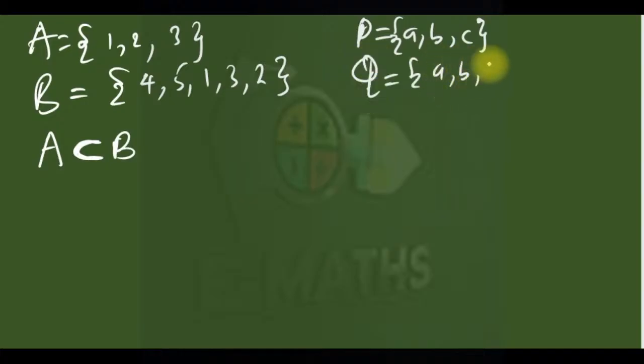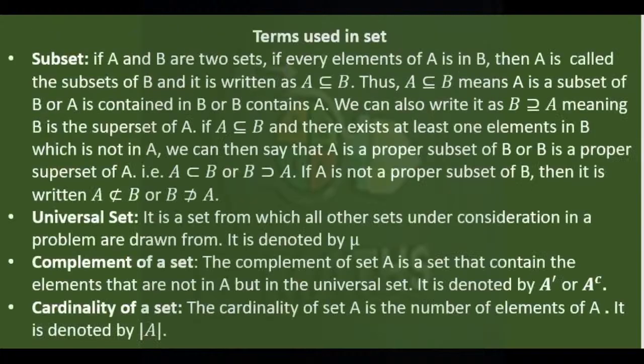But maybe if A is this and B is just maybe, okay, let's use another. If P is A, B, and Q is A, B, C. So we can say that P is a subset of Q, but not a proper subset. So do you see it? That's the difference. This one has an extra element aside from the ones in A. So that's what we are saying here: if there is at least one extra element in B, we say that A is a proper subset of B.